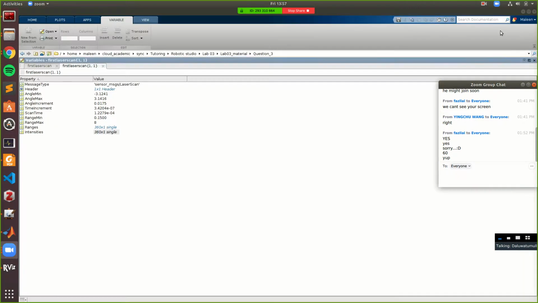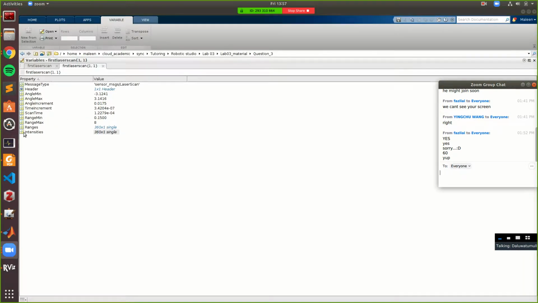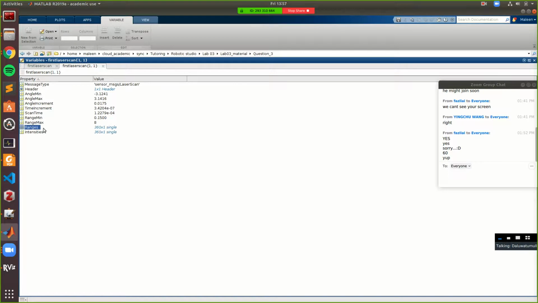Right, so what you're seeing here is that there are 360 range values. And what is your minimum angle? Your minimum angle is minus 3.124 radians and your maximum is plus 3.14 radians. 3.14 is about 180 degrees. So this laser is a 360 degree scanner. It's ranging from minus 180 to plus 180.